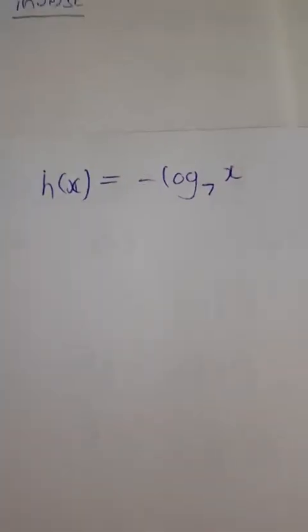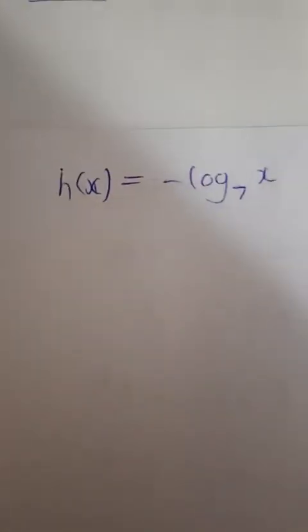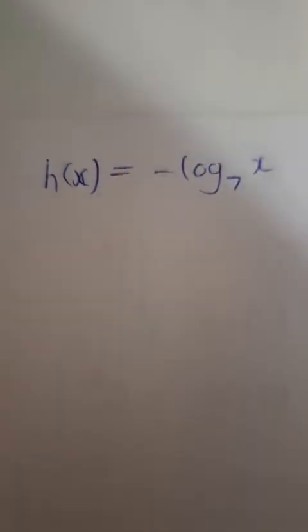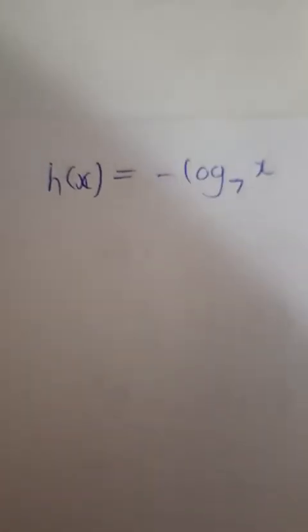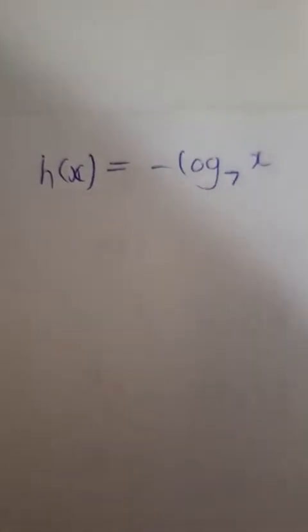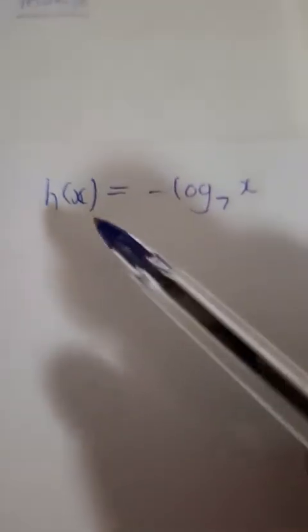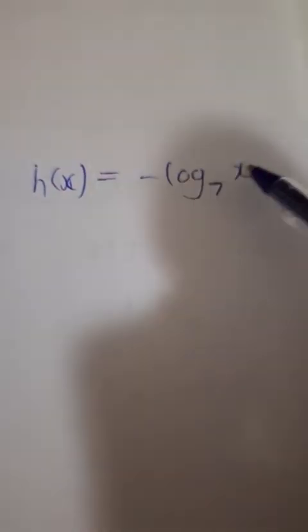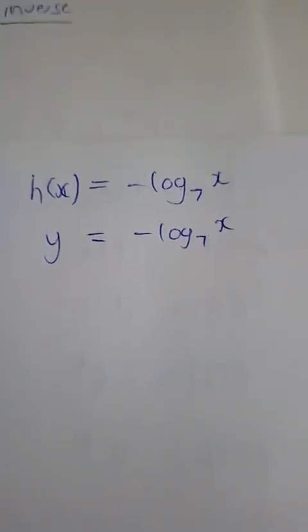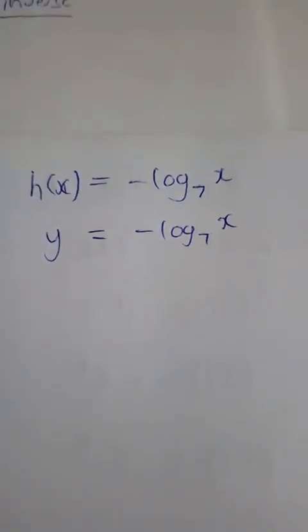I'm sure you guys now should be so well versed. When you repeat this process over and over again, you should get to a place where it's so easy to write the inverse of a function. You know the steps. You can pretty much do it in your sleep. So h of x is equal to negative log x base 7. Step number one, y is equal to negative log x base 7. We write everything in terms of y and x.